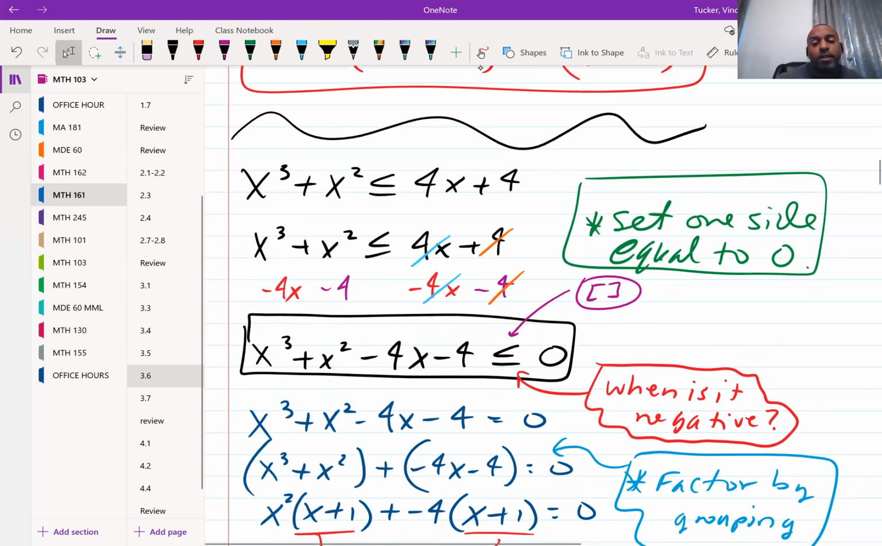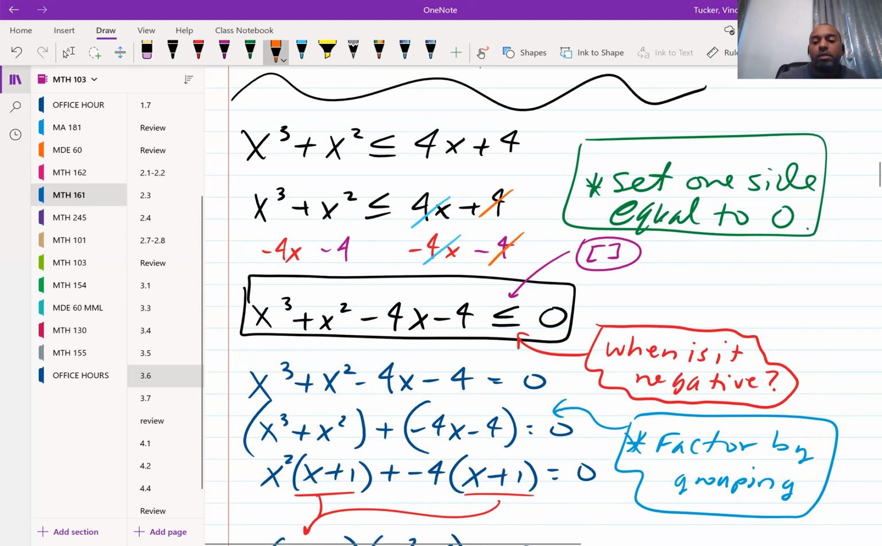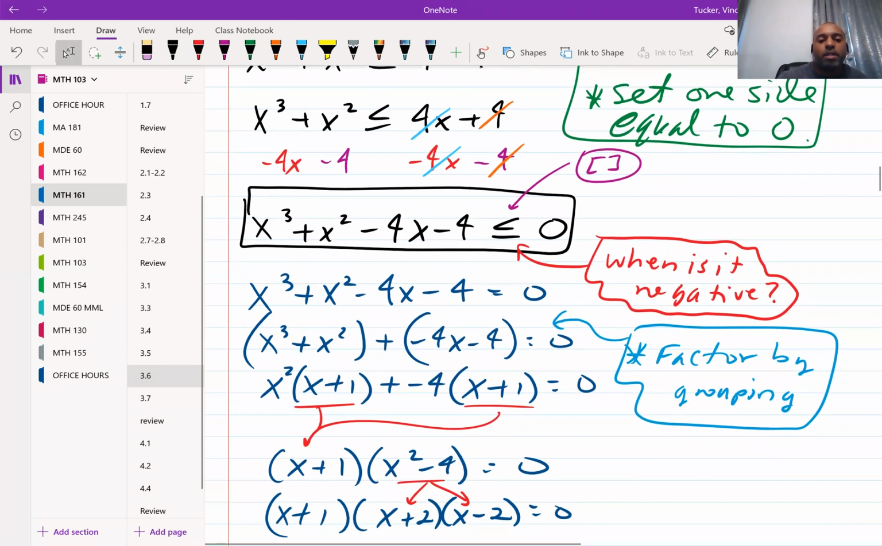We have 4 terms here. So we want to factor by grouping. Group together the first 2 and second 2. In the first one, I factored out x squared. Second one, I factored out negative 4. x squared times x plus 1 plus negative 4 times x plus 1. x plus 1 is in common, bring that out front. x squared minus 4 is left in the parentheses. x squared minus 4 is a difference of squares, so that'll be x plus 2, x minus 2.